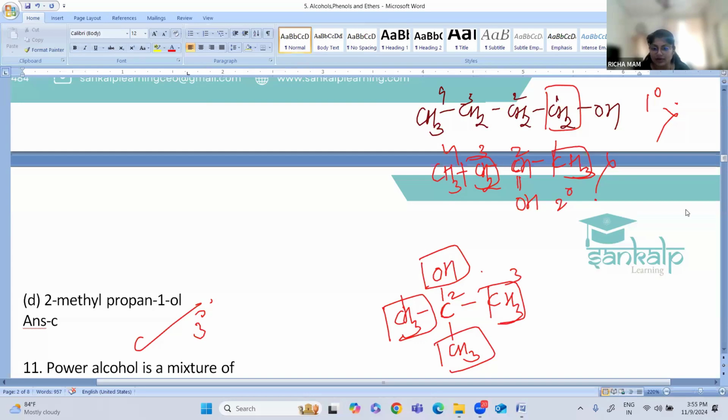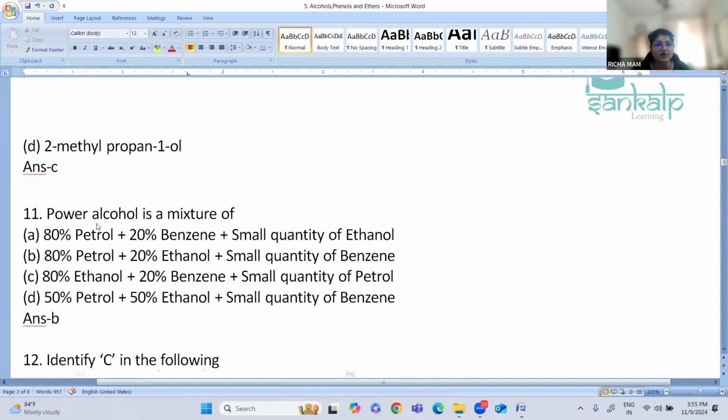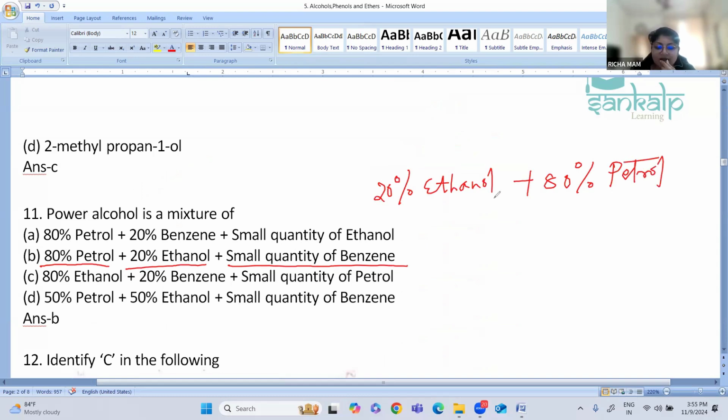One more question. Power alcohol is a mixture of. So just remember what power alcohol is. Power alcohol is 80% petrol, 20% ethanol, with a small quantity of benzene. Option B: a mixture of 20% ethanol and 80% gasoline. Gasoline is nothing but your petrol. That is called power alcohol.